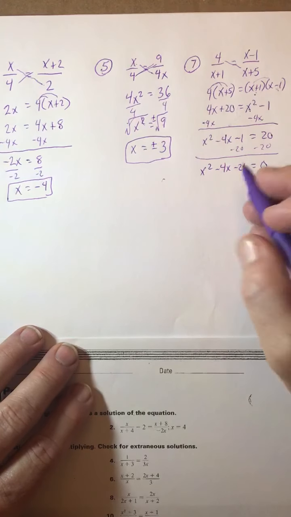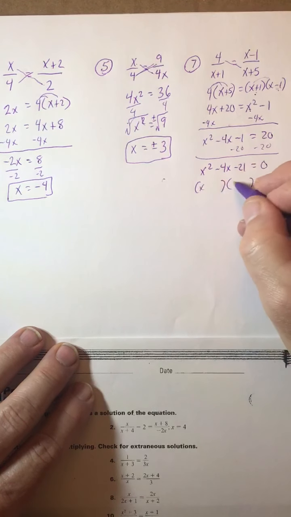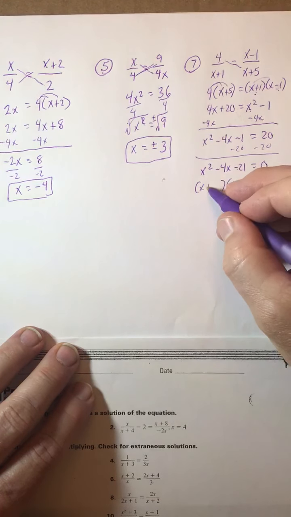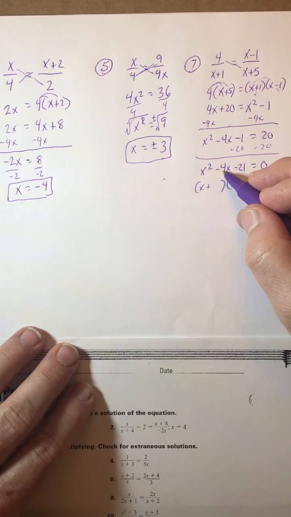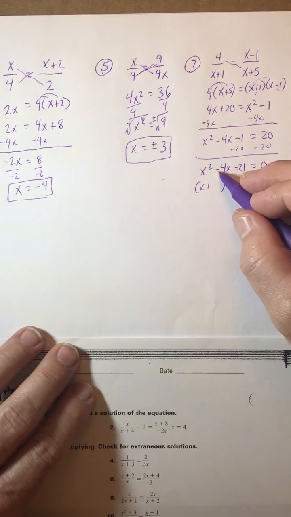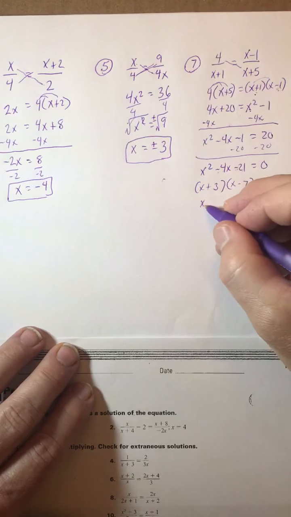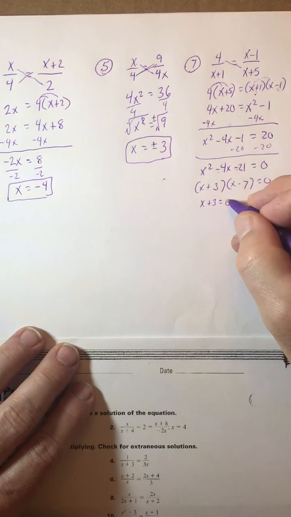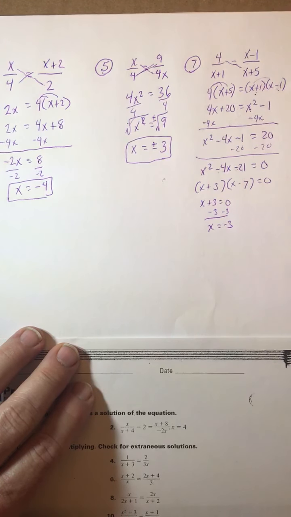All right, and now we have to factor it out. So 2 sets of parentheses equals 0. X is in the front. Signs are different. The factors of 21 that, when I subtract, I get 4 would be 7 and 3. And 7's bigger, it has to go in the minus. So 7 here, 3 here. And then I set x plus 3 equals 0. Subtract 3, and I get x equals negative 3. And then I set x minus 7 equals 0. Add 7, and I get x equals 7.